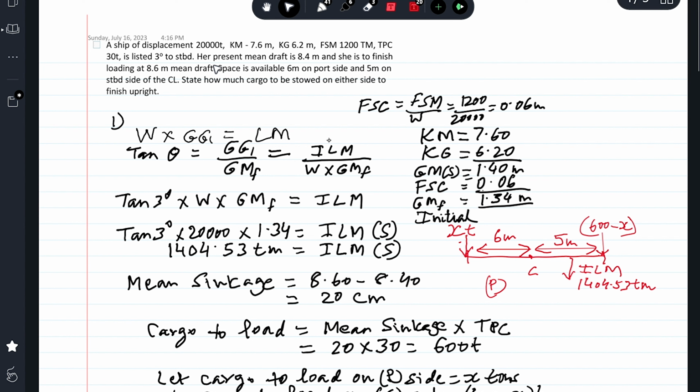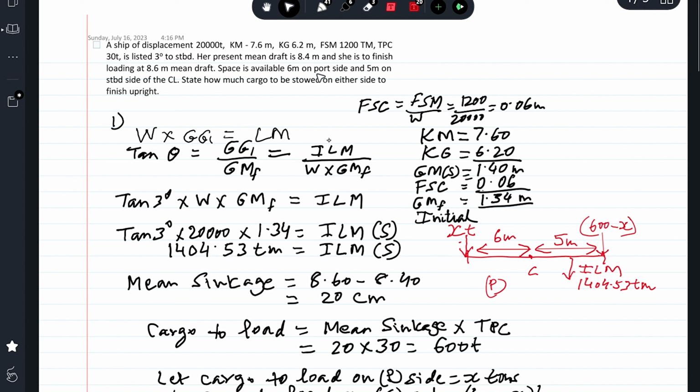A ship of displacement 20,000 ton, KM 7.6 meter, KG 6.2 meter, FSM 1200 ton meter, TPC 30 ton. The ship is listed 3 degrees to starboard. So in this question, you can see the first line says that the ship is already listed 3 degrees to starboard. Ship is not upright, so there is already a listing moment, because if the ship is listed to starboard, there is already a listing moment which is causing the ship to list to starboard, which must be considered.